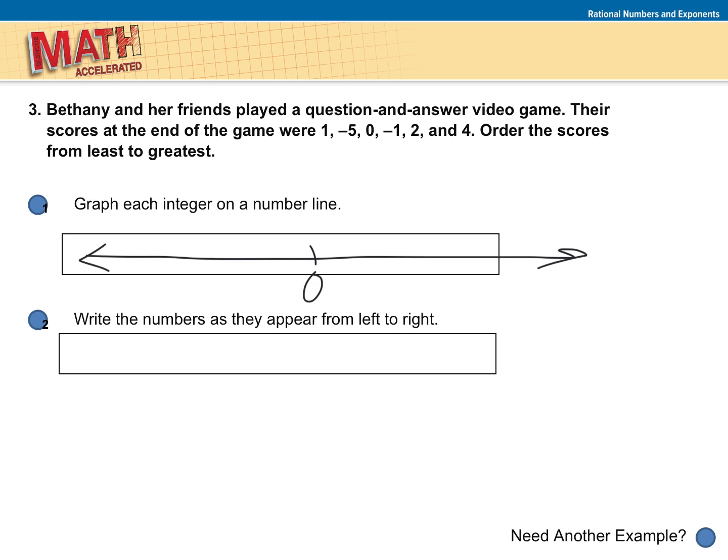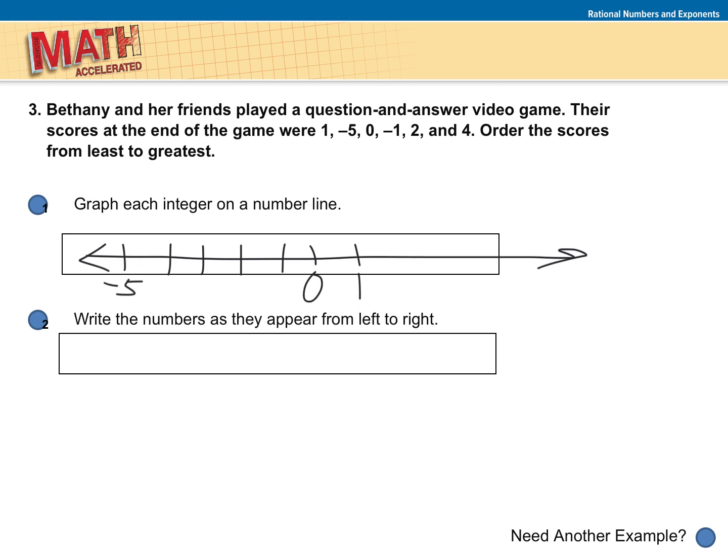Okay, so now I'm just going to take one number at a time. Where should 1 go? Right next to the 0. One spot over from 0. Where does negative 5 go? On the left side. How many spaces over? 5. 1, 2, 3, 4, 5. Negative 5 goes here. We already did 0.